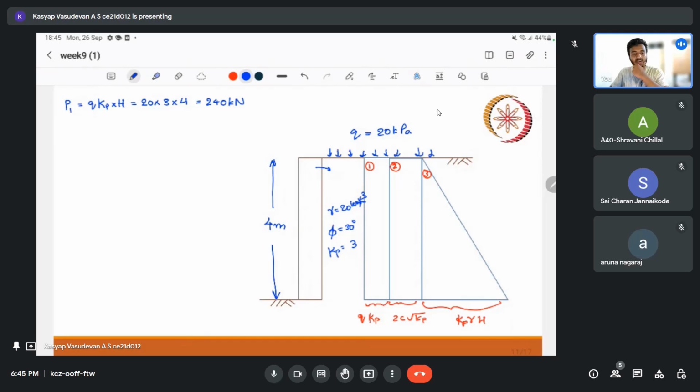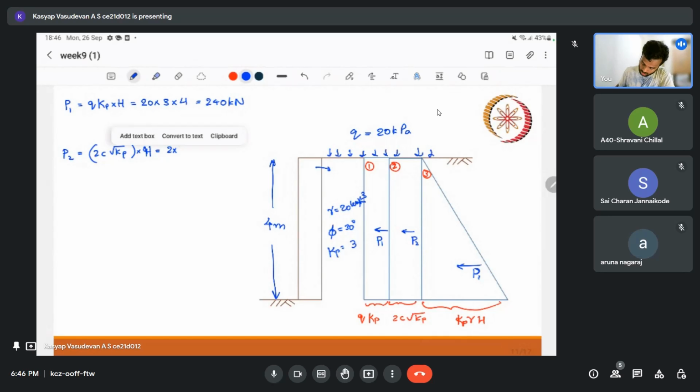Now I'm directly finding the force, that is P1, we have P2, and at the center we have P3. P2 can be calculated as 2c root Kp, this is the base, into height 4, that is h. So 2 into, what is my C value? C value is also 20 kPa. I forgot to write it. So 2 into 20 into root 3 into 4. This is 277 kilonewton. And P3. P3 is nothing but the area of the triangle.